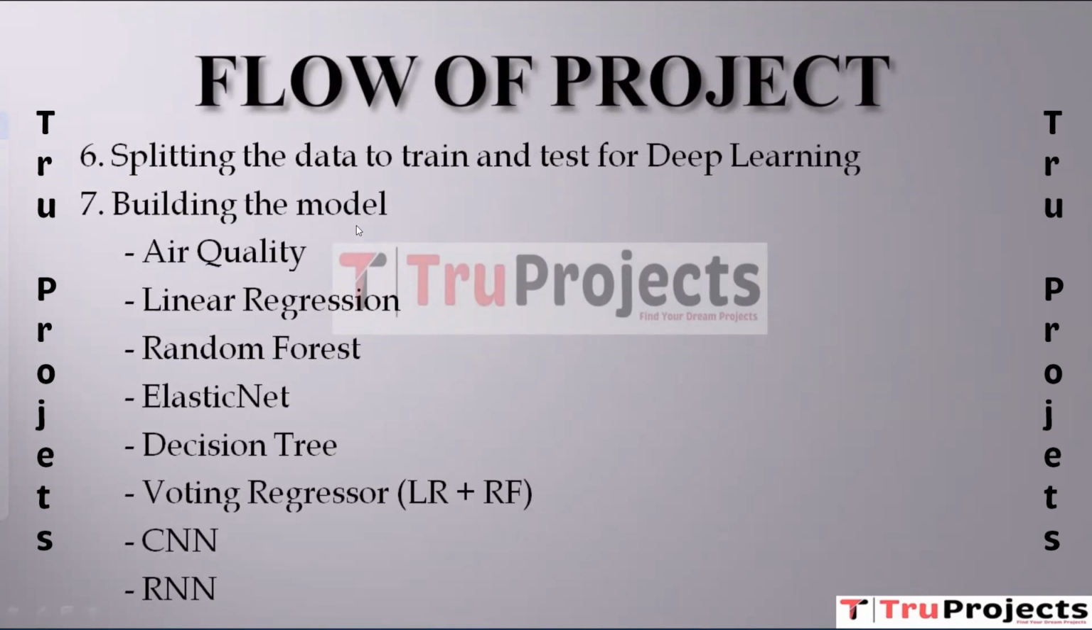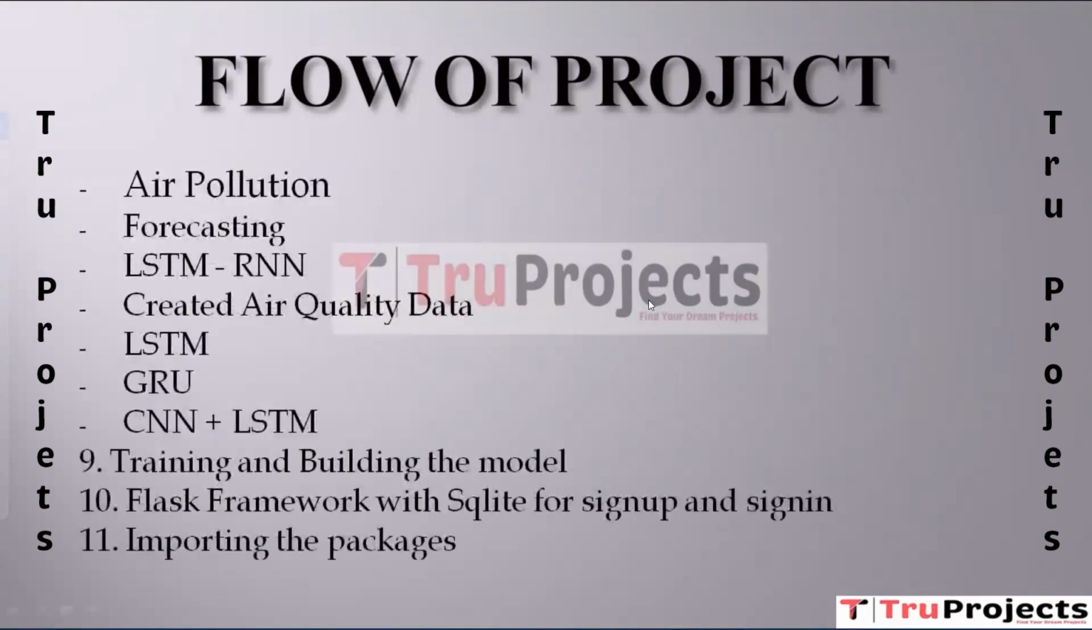And then next we have building the model. For air quality, various models are considered: linear regression, random forest, elastic net, decision tree, voting regressor, that is combining LR and RF, CNN which stands for convolutional neural network, and RNN which stands for recurrent neural network. Next here we have air pollution forecasting models including LSTM which stands for long short term memory, GRU gated recurrent unit, and the combination of CNN and LSTM.